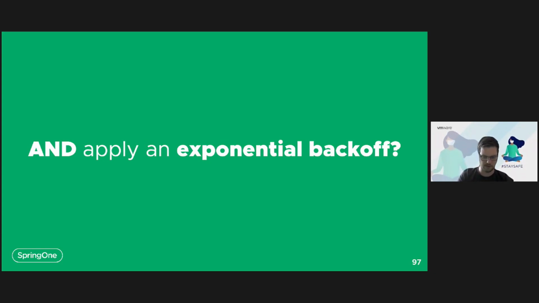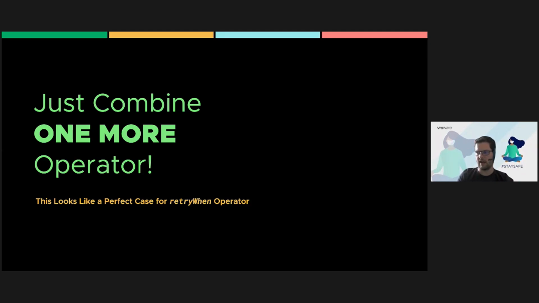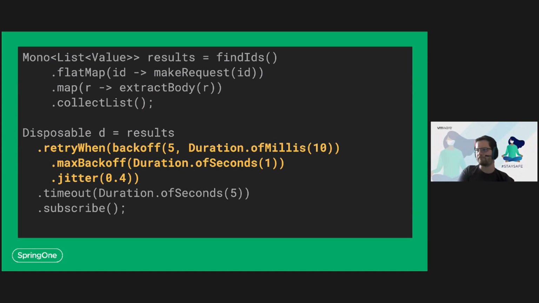How do you do that with Future? You would have to code a lot of boilerplate to achieve that. But with Reactor, you just add a single operator. So back to our complex example. In addition to the timeout, now we add this retryWhen operator. So we use the retryWhen operator.